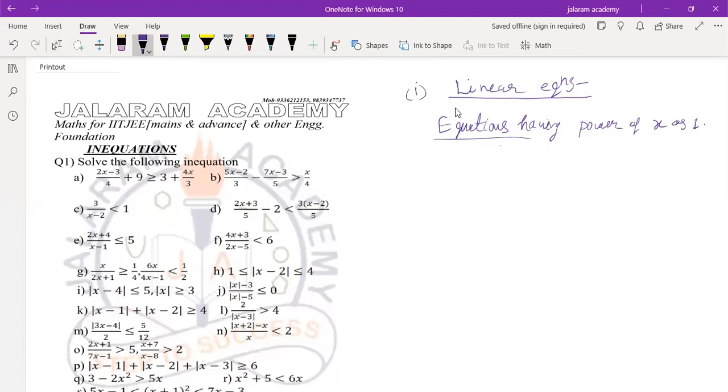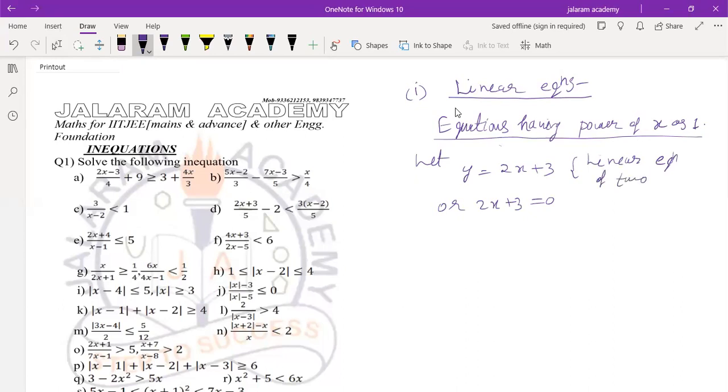Linear equation means equations having powers of x as 1. Like if we write y equals 2x plus 3, or 2x plus 3 equals 0. This is a linear equation of two variables x and y. X has power 1 and y also has power 1. So this is a linear equation of two variables.